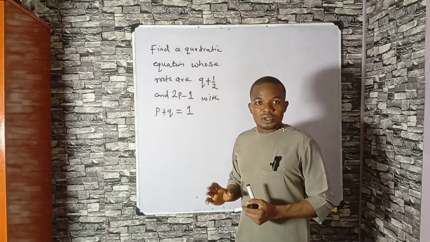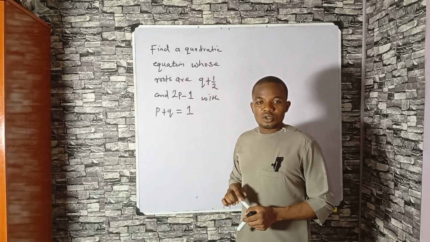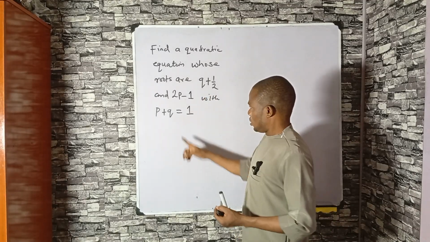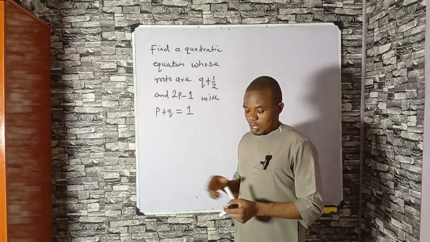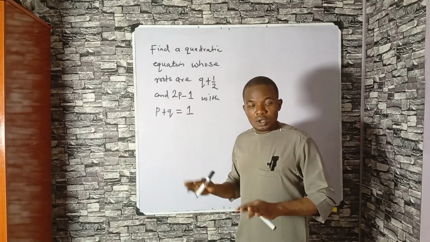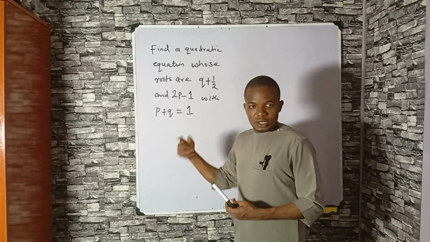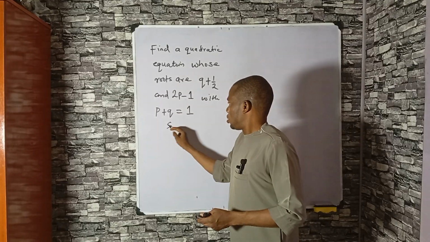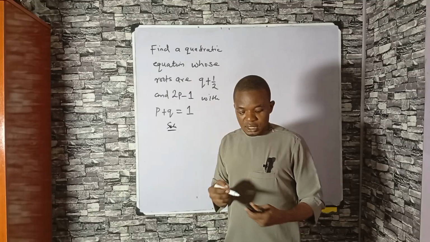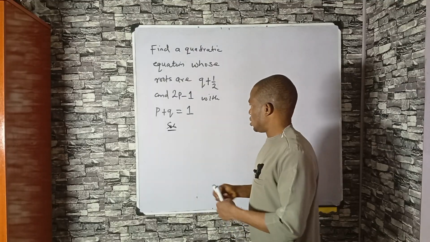This quadratic equation has two answers. You can either express it in terms of P or Q. But for this video, I'm going to express this answer in terms of Q. That means P will disappear. In my next video, I will express it in terms of P.